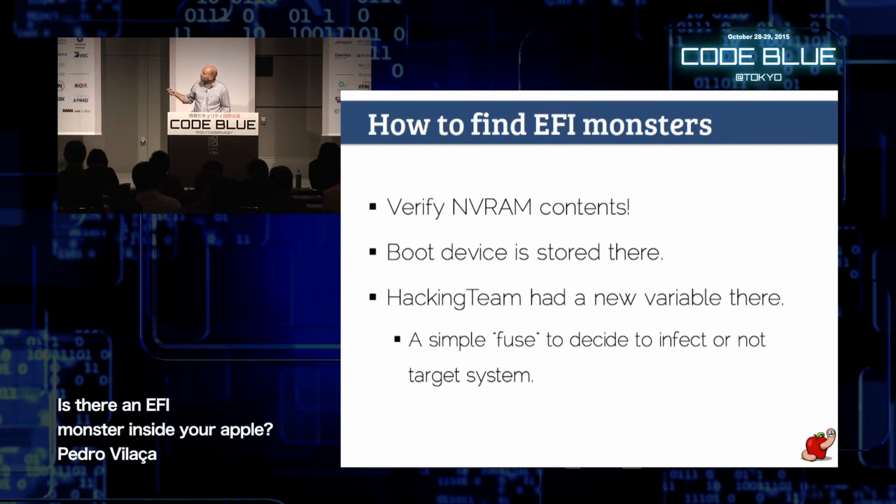Also verify the non-volatile RAM contents. For example, the boot device where the boot loader is located is stored there, so you could modify the path on boot there. Hacking Team, for example, to understand if they wanted to reinstall the rootkit, they put a variable there. So an easy way to detect Hacking Team is to see if that variable exists in the NVRAM.